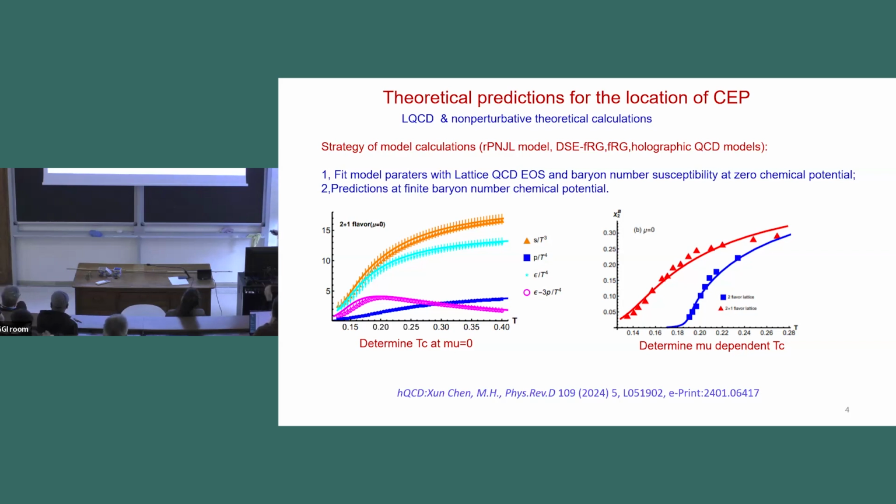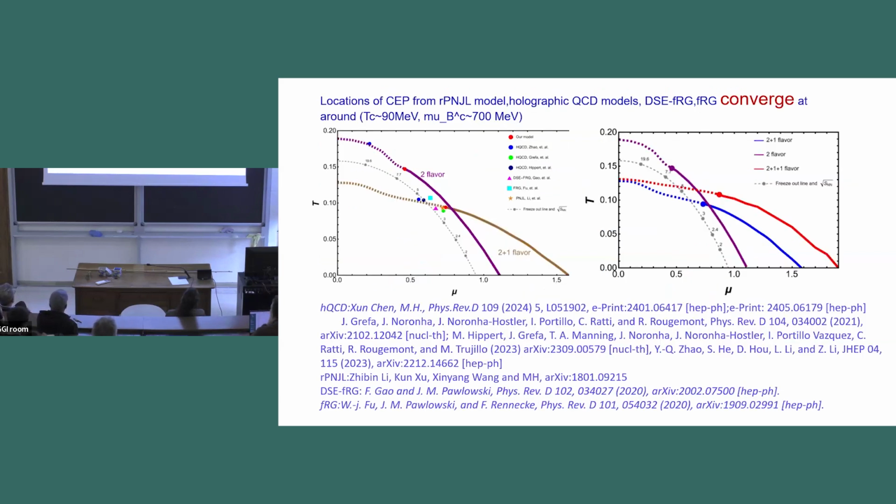And then, by using such a framework, either the PNJL model or FRG or holographic QCD models, you can predict the phase transitions at finite chemical potentials. So this is the theoretical framework.